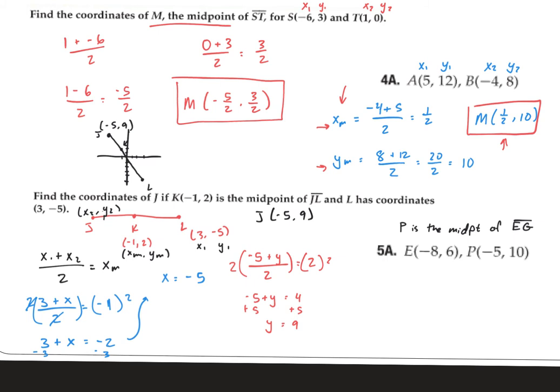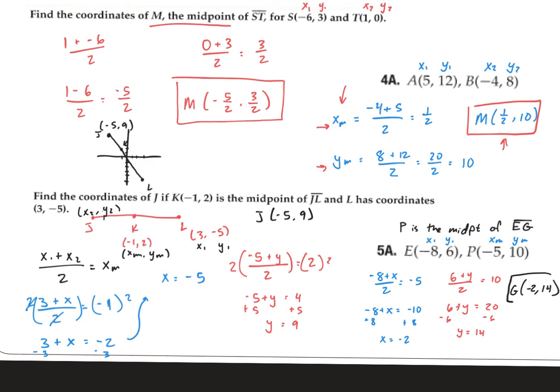You guys go ahead and solve this one of 5A over here. The video is going to pause. When it plays again, you'll see the answer. And there you have it. On this one, you were looking for G, given that P was the midpoint of segment EG.